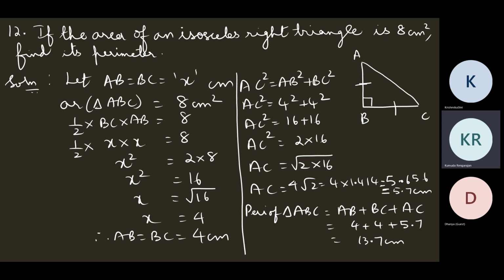And root 2 is 1.414. When you multiply, you get 5.656, round it off to 5.7. So like this, we have found all the 3 sides.